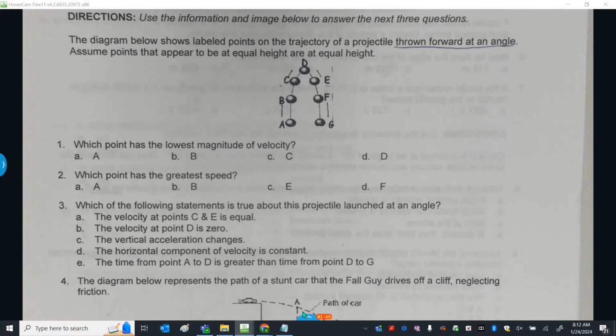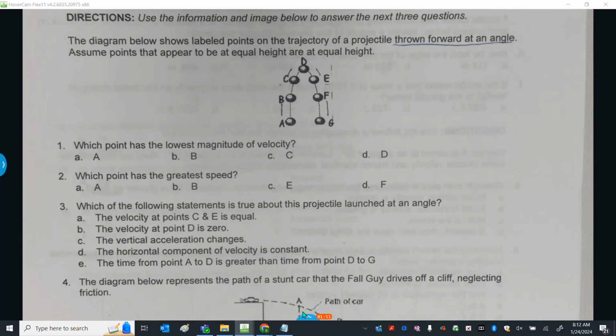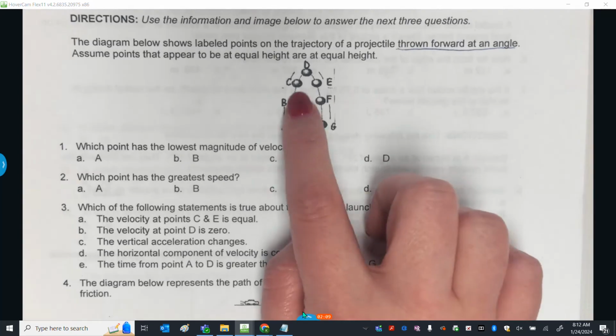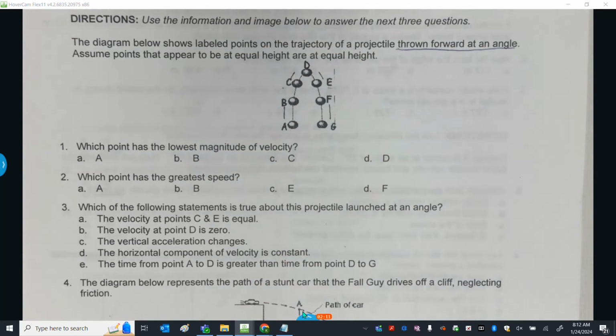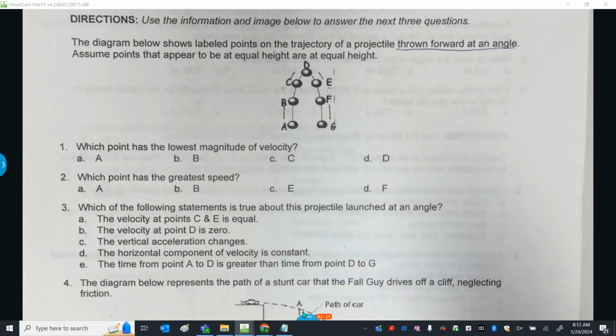But the question says, use the information and image below to answer the next 3 questions. The diagram below shows labeled points on the trajectory of a projectile thrown forward at an angle. Assume points that appear to be at equal height are at equal height. Okay, so they're just telling us that since there's not like a grid or something, that we're going to assume C and E are at the same height, B and F are at the same height, A and G are at the same height. They appear to be, so we're going to assume that they are.